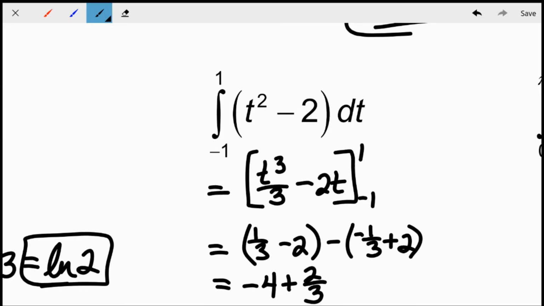So negative 4 would be negative 12/3, and that's going to give me in the end then negative 10/3. Okay, so again, not that difficult, but you just have to be a little bit careful about this in terms of how you write your solution out. All right, so let's take a look at this last one.